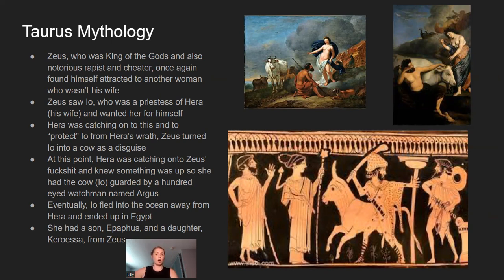100-eyed watchman named Argus. Eventually, Io fled into the ocean away from Hera and ended up in Egypt. And somehow, I don't know how, but somehow she ended up having a son and a daughter from Zeus. So Zeus still caught up with her in Egypt and was like, you're still having these kids. But yeah, crazy. Going from a priestess of his wife to running from his wife, and ending up having a baby with Zeus in Egypt, or two babies.